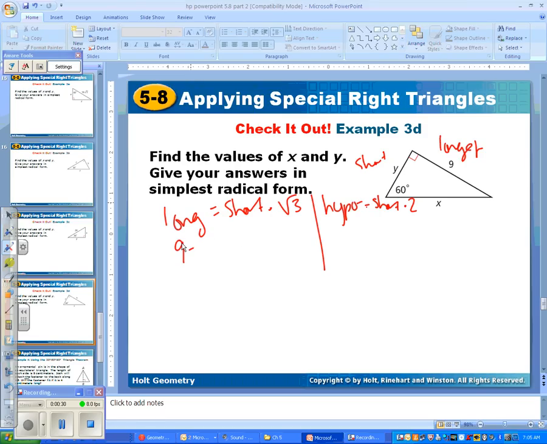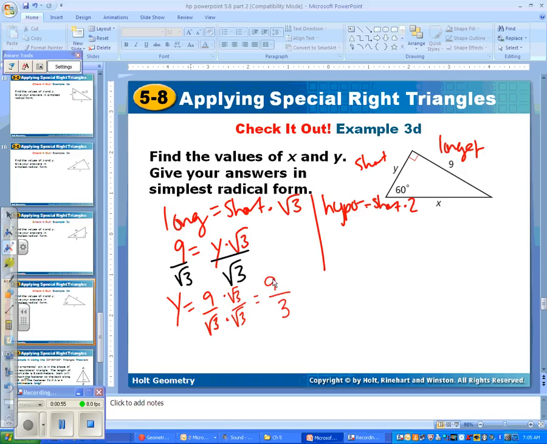Okay, so we have to use this equation first. We know the longer leg is 9. We know the shorter leg this time is y times radical 3. And to get y by itself, you have to divide by radical 3. So now you have y equals 9 divided by radical 3. And this is not the correct answer. You have to simplify. So you have to multiply the top and the bottom by radical 3, getting rid of the radical in the bottom.